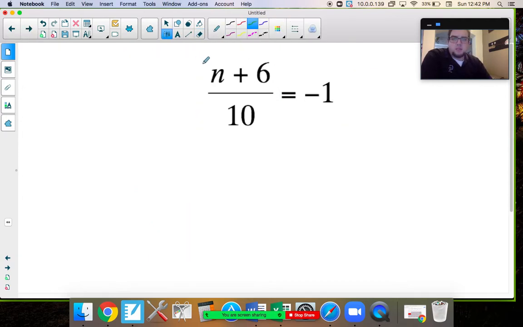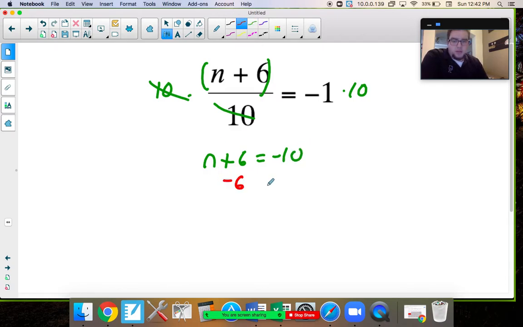For the same reason, the stuff on the top, we have to wait. We multiply by the 10. Leaves us n plus 6 is equal to negative 10 on the right. We subtract 6. And we get negative 16 for our answer. So when we have a fraction like this and everything's being divided, we have to get rid of this 10 so we could get to this everything.